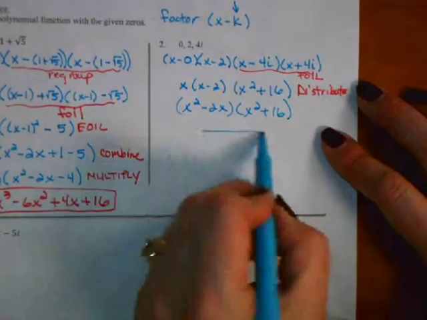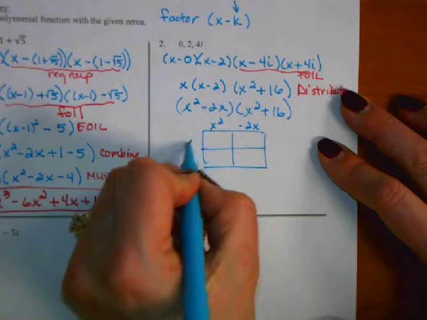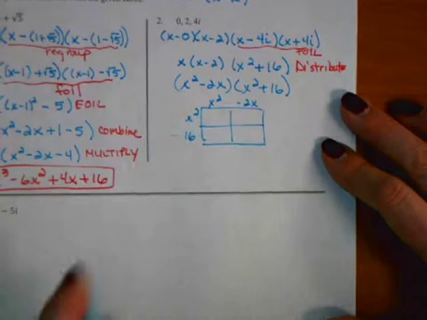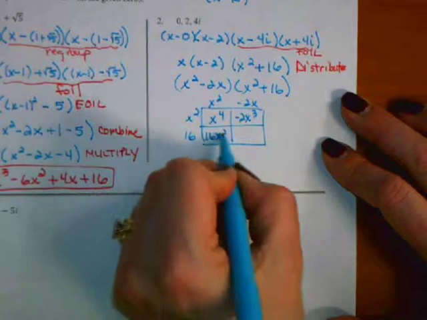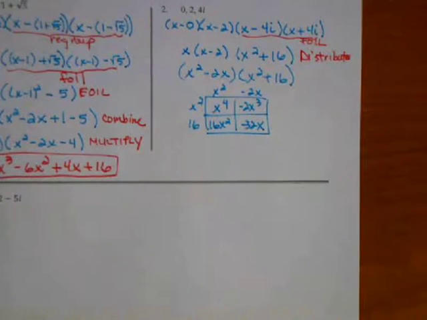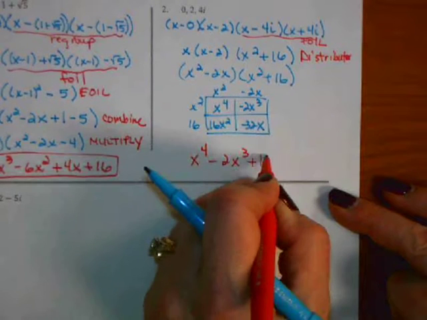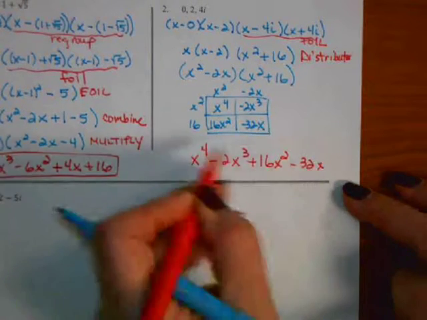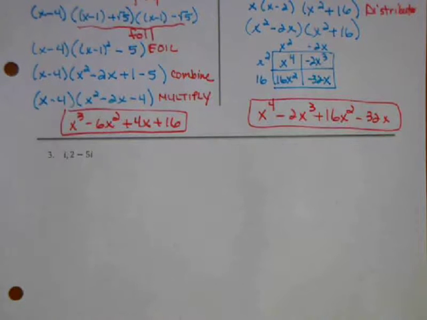And then you multiply. So set up a box or FOIL, whatever you prefer. X to the 4th, -2x cubed, 16x squared, -32x. There's nothing to combine there. So you just write your answer out in standard form, of course. So there's your answer. Can you read it? And then let's just do one more and then I'll be done.